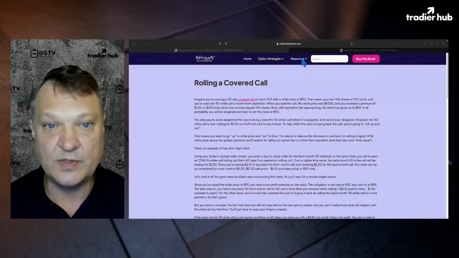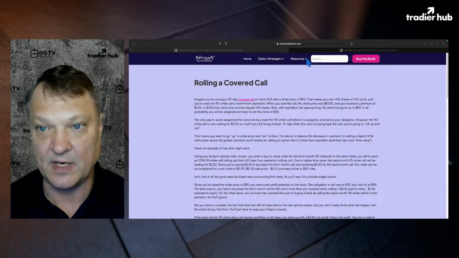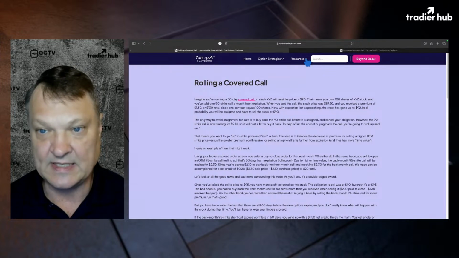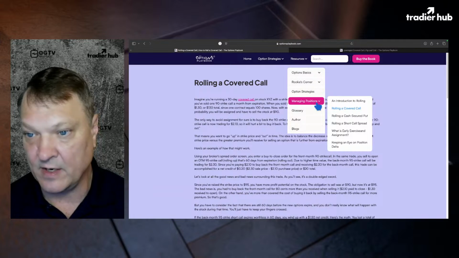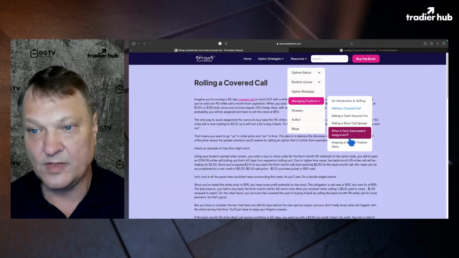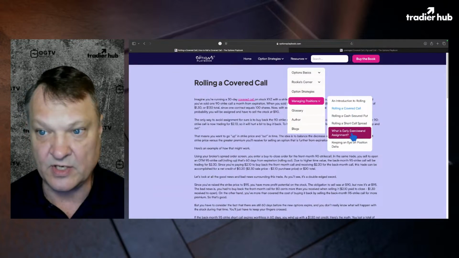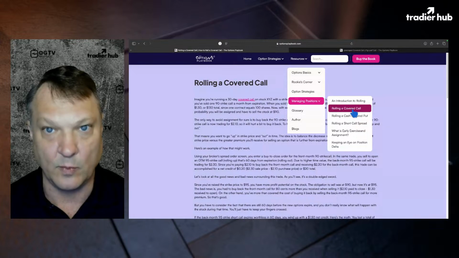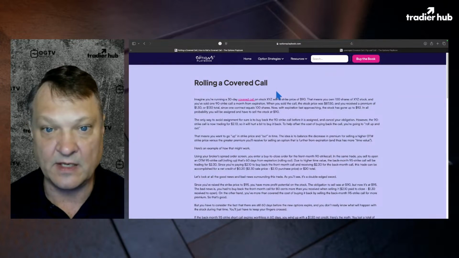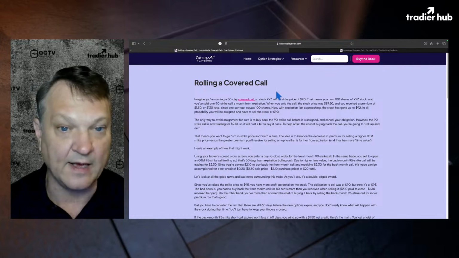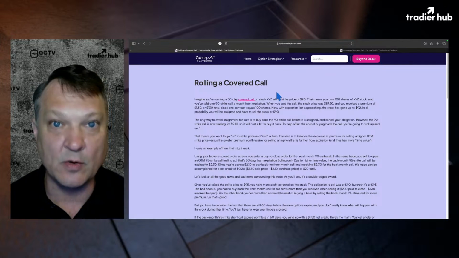If you go to the homepage, optionsplaybook.com, you'll see a tab that says resources. If you click down on the resources, you see managing positions. You open up that caret and then you see all the different rolling strategies. And today we're focusing on rolling a covered call. So we have a generic example inside the Options Playbook, or I should say I have. And let's go through that example.